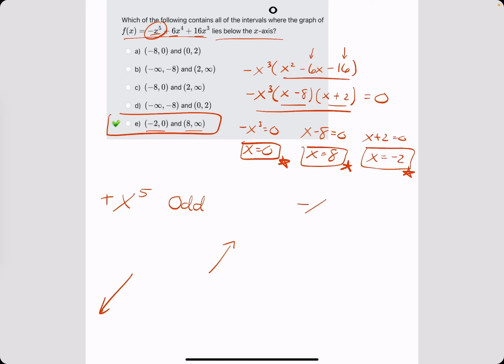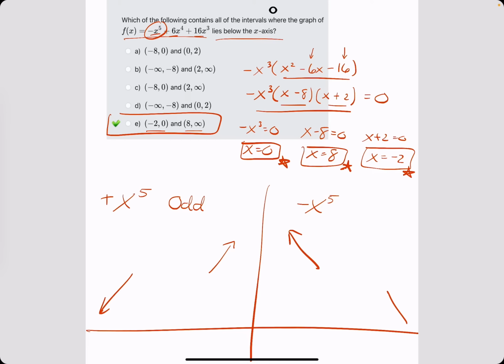But if it's negative x to the 5th or a negative odd function, it's going to look a little more something like this. It's just going to be the flip, really. It's just going to start upper left and then end lower right, and it may do something like this in between. So that is going to be the most helpful thing.